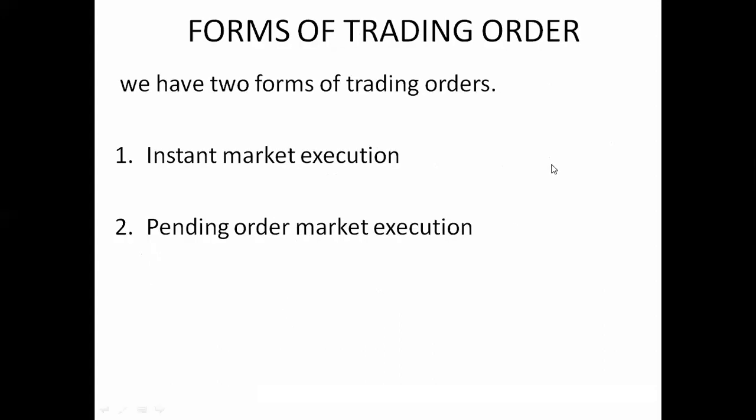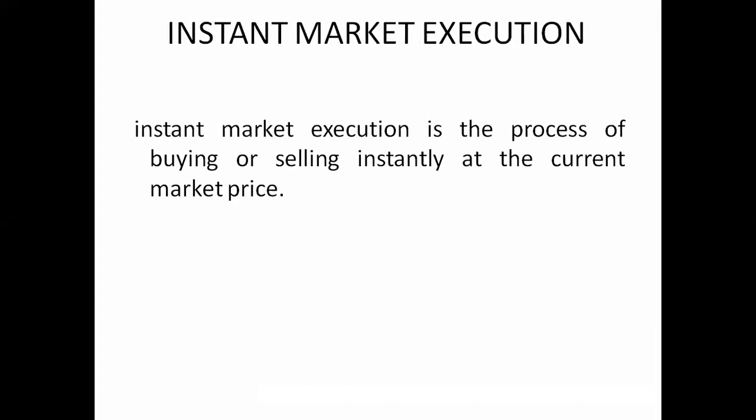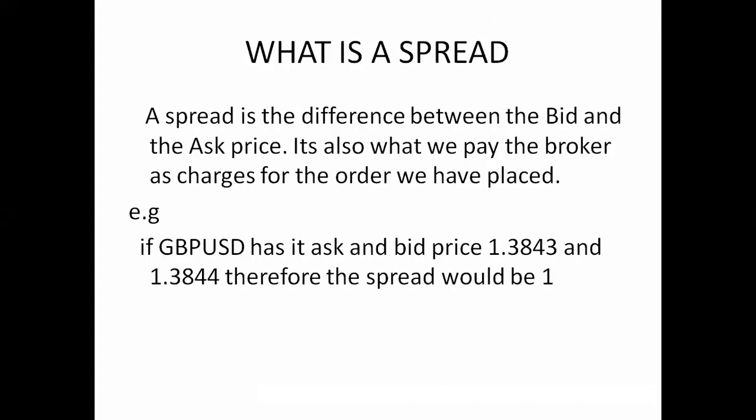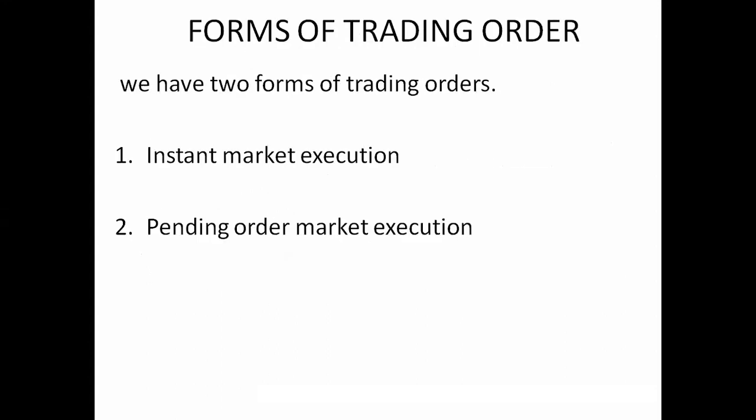So the next thing we have here is the forms of trading order. We have two forms of trading order: instant market execution and pending order market execution. When we talk of instant market execution, we are talking about buying at the current market price. The way I took an example here, if this trade has a bid price of 1.3843 and an ask price of 1.3844, and I'm hitting this market now, I'm buying instantly. That is to say I'm buying at what I'm currently seeing on the chart. That's what instant market execution means.